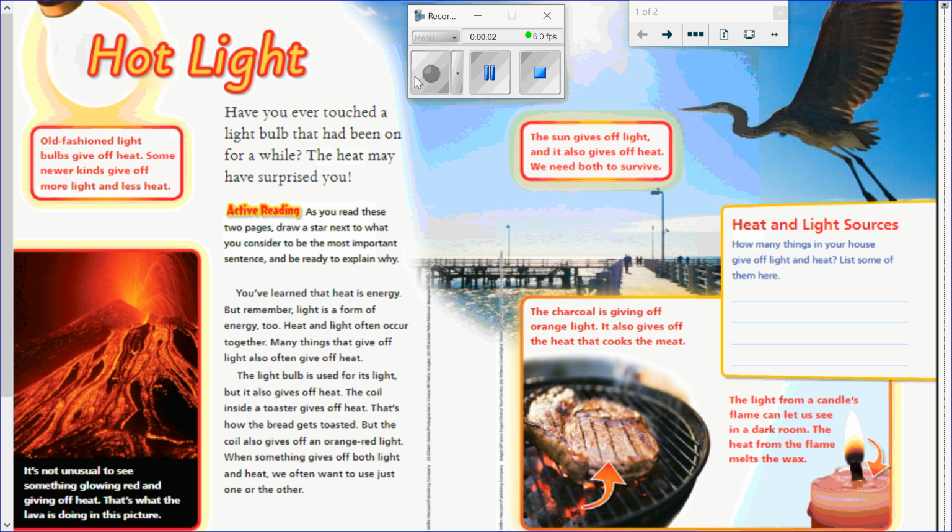Good morning, guys. Time to jump into some science. We started our unit yesterday on heat, and we're going to continue on in that unit. So today we'll be in the science book.